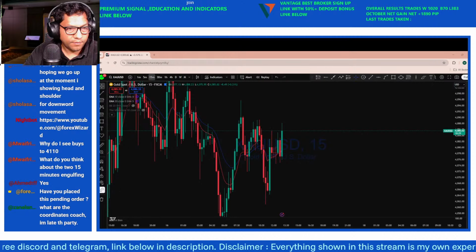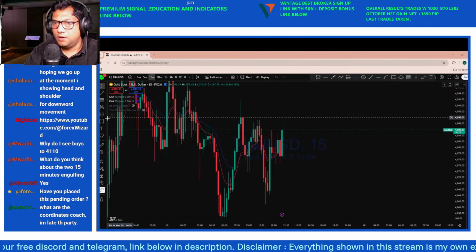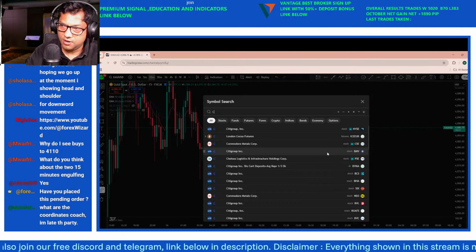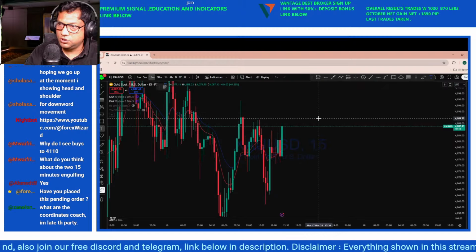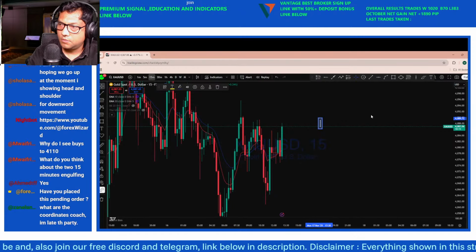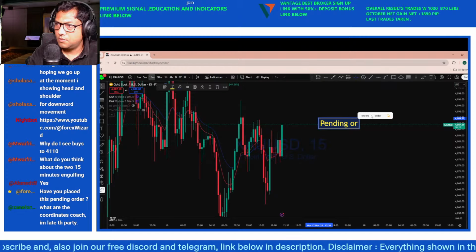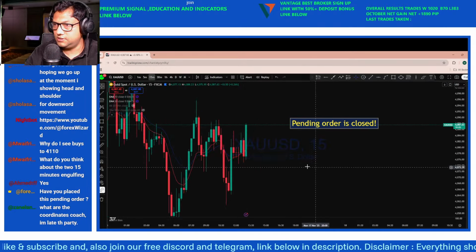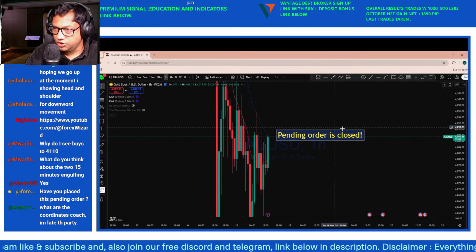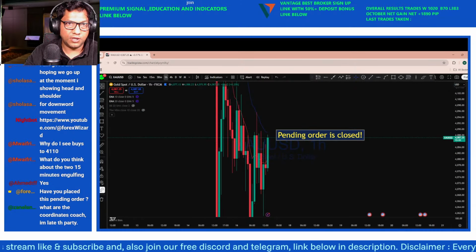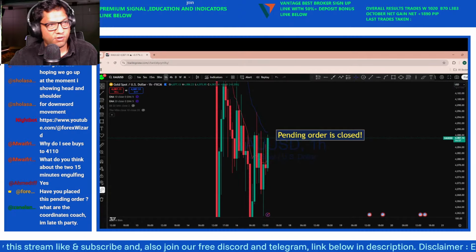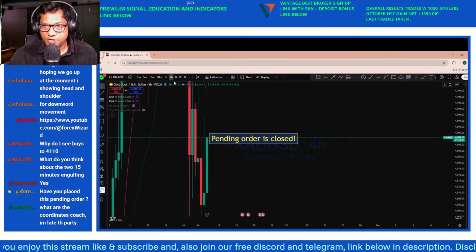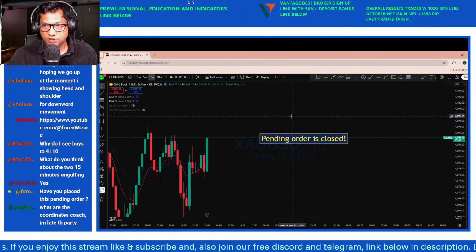Okay, I've closed the pending order. It didn't break that low, so the pending order is closed. The market is sideways, you can see a narrow range, and the market moves in a narrow range. We will be waiting for a breakout from that narrow range, and then once it shows a clear pattern, you can look into that entry.